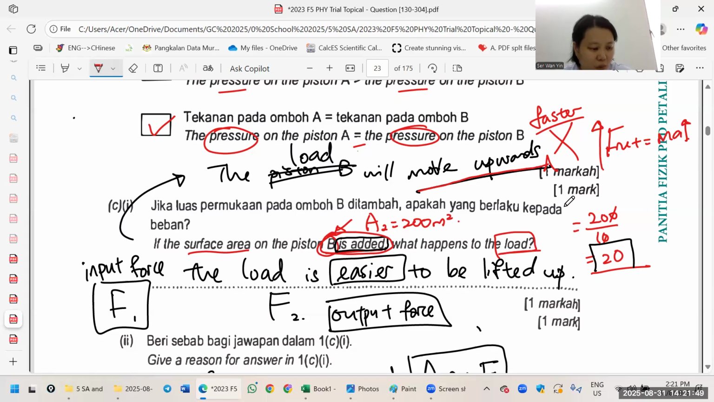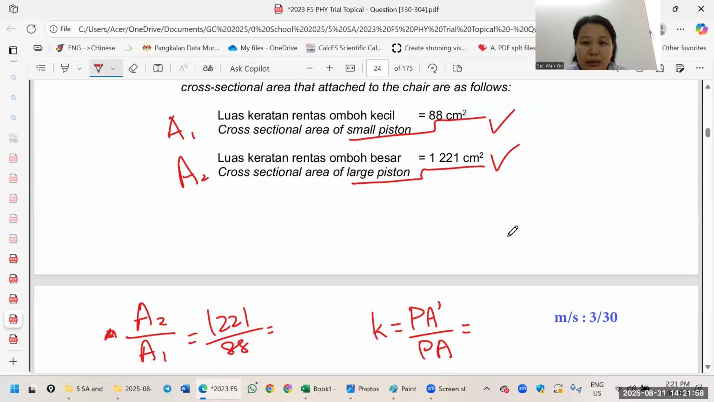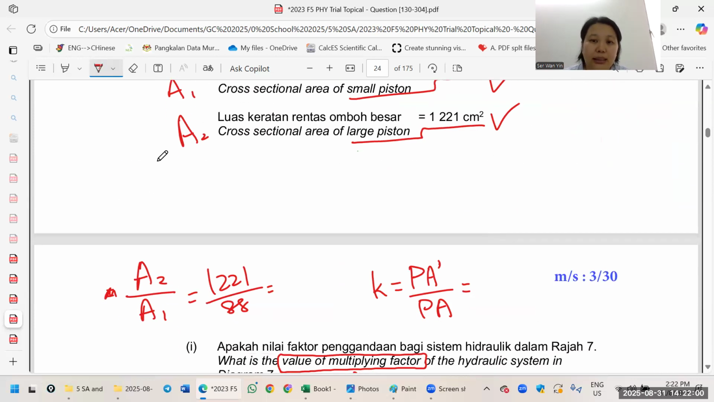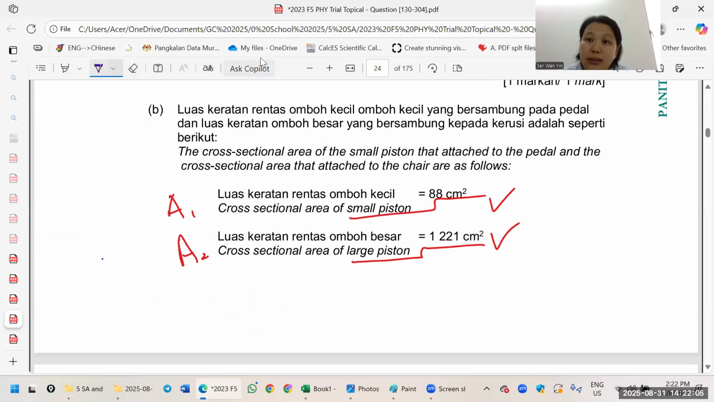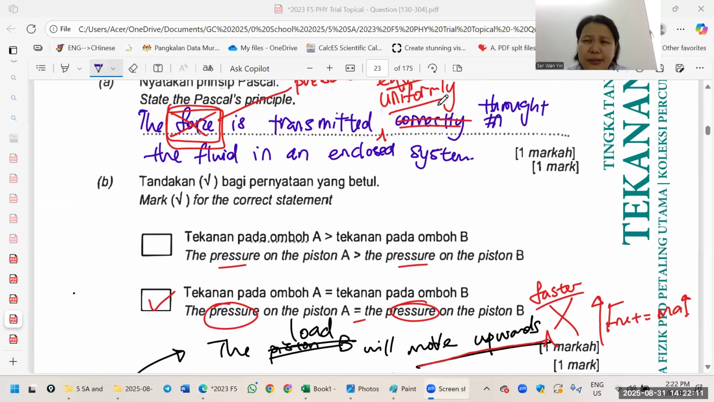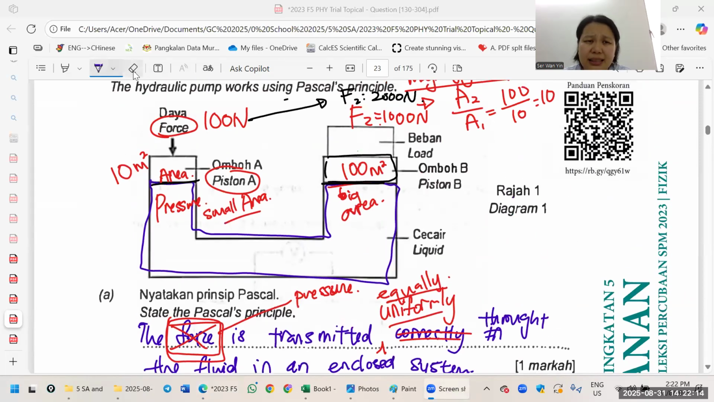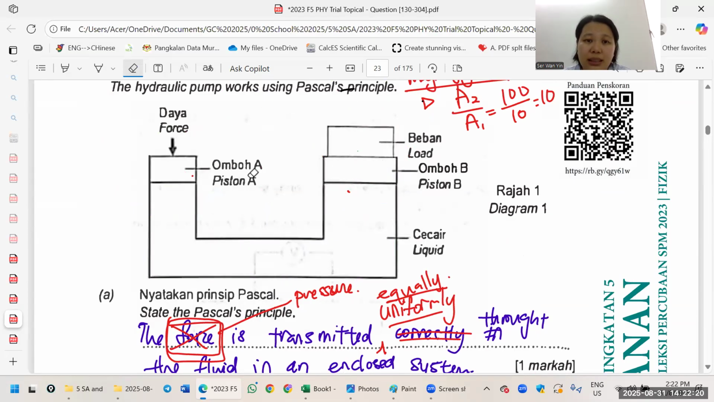All right, so now, Pascal normally like this lah. Calculation, I think all of you very good already. I think so. Okay, let's say, normally they will do this lah.